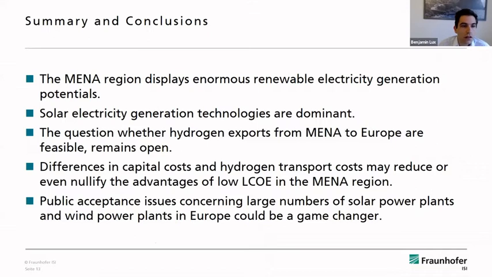Okay, bringing this all together, we have seen that the MENA region displays an enormous renewable electricity generation potential that is mostly dominated by solar generation technologies. The question whether hydrogen exports from MENA to Europe are feasible remains open. This is mostly due to the transport costs and possible higher capital costs that could be applied in the MENA region compared to Europe. This picture could, however, change if it turns out that public acceptance in the European Union is quite low for the setup of renewable power technologies, because space is scarcer in Europe than it is in MENA. And with that, I am awaiting your questions or your comments. Thanks a lot.